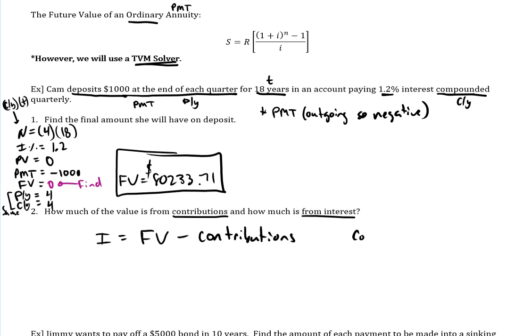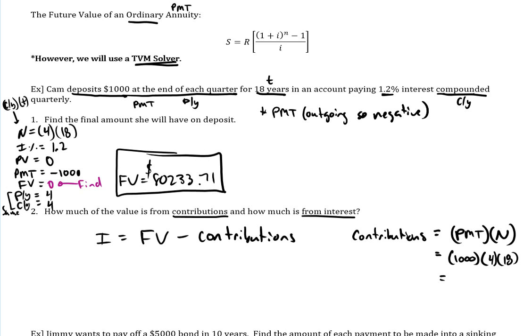And the contributions is, okay, so we'll put this also to the side. Contributions is equal to, well, the number of times that she made the payment. So it is payment times the number of payments that were made. Well, she did it 4 times a year, the quarter, 4 times each year for 18 years. So that is just multiplying the payment times n. Okay, so our contributions in this problem would be 1,000. And at this point, we would just make it positive. So it's 1,000 times the number of times that the contribution was made. Okay, so which is the 4 times the 18.